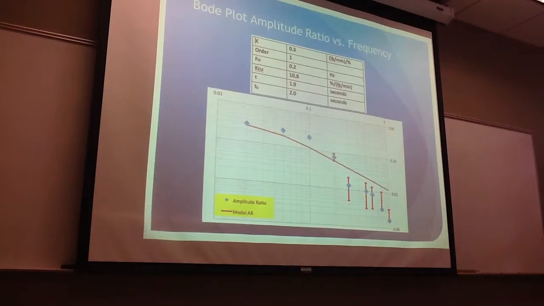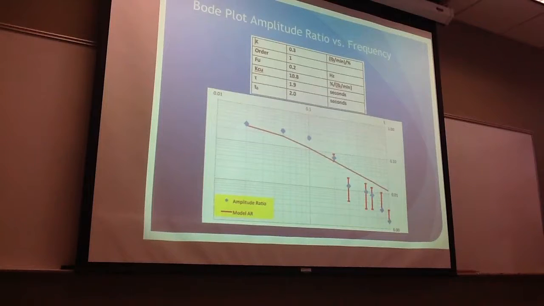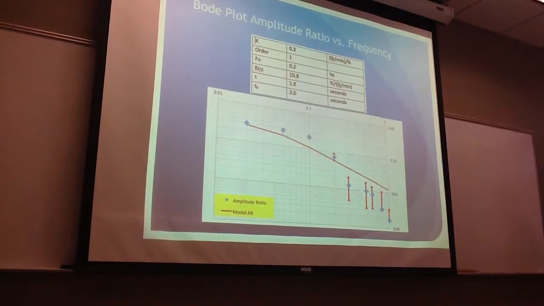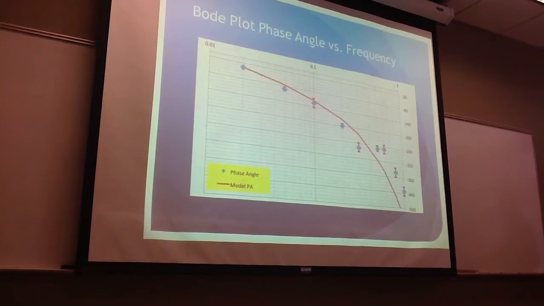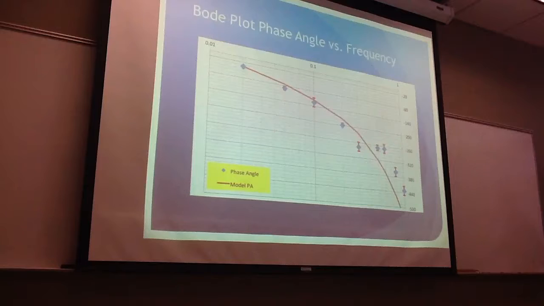And as you can see, the blue diamonds are our actual experimental data. The red line is the model for our data, and the red lines in between our blue diamonds are our error, our uncertainty. And here's the same Bode plot for the phase angle instead of the ratio. As you can see, our errors were a lot smaller than in our amplitude ratio graph.